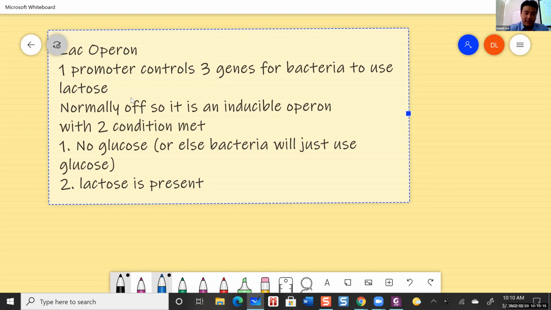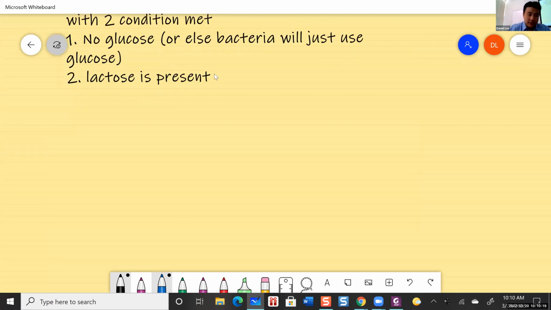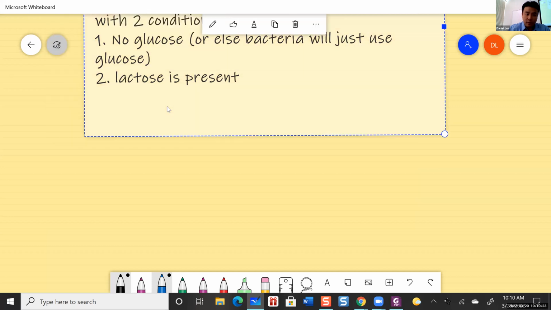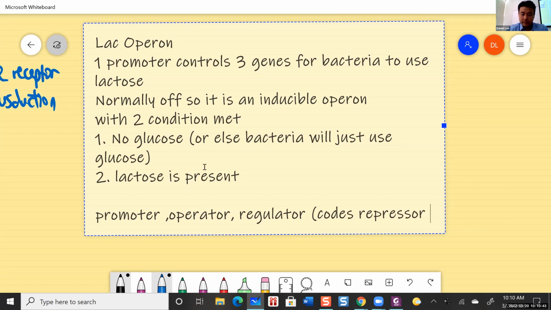And if you look at the key players for these kinds of questions, you'll see words like promoter, operator, and regulator. The regulator gene codes for the repressor protein.